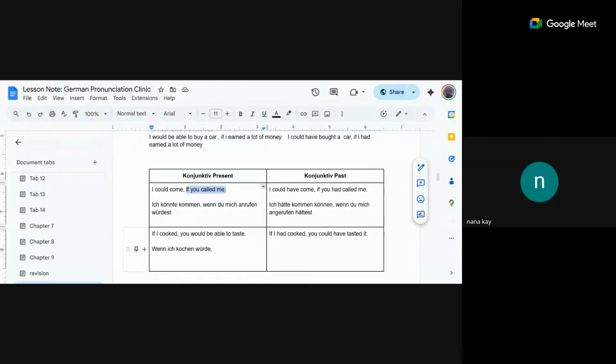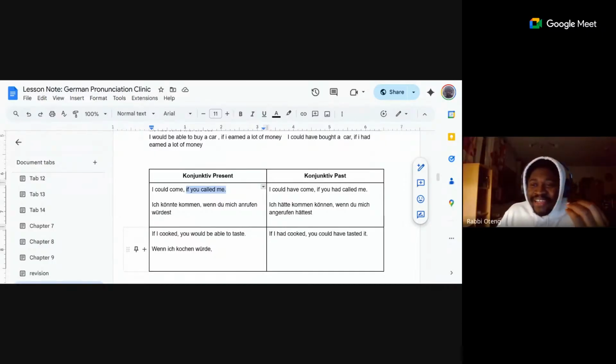Because I'm talking about something that may happen or may not. If I cooked, you would be able to taste. Okay, if I cooked, I'm talking about the future, not necessarily the future, but I'm saying since you are here, that means if I cooked, you would be able to taste it. But I haven't cooked yet, and I don't know if I should cook or not. So then it's what? Conjunctive.